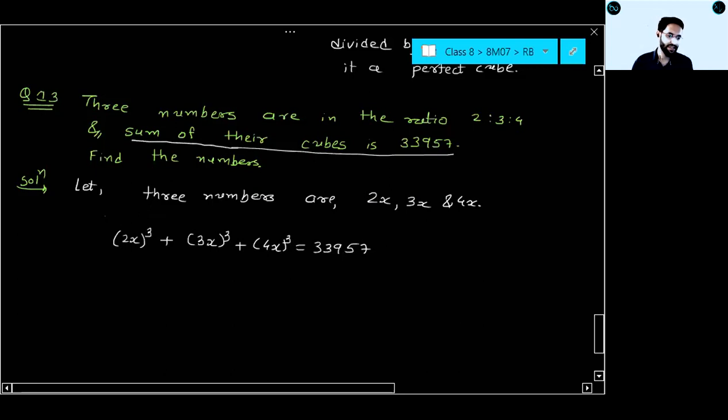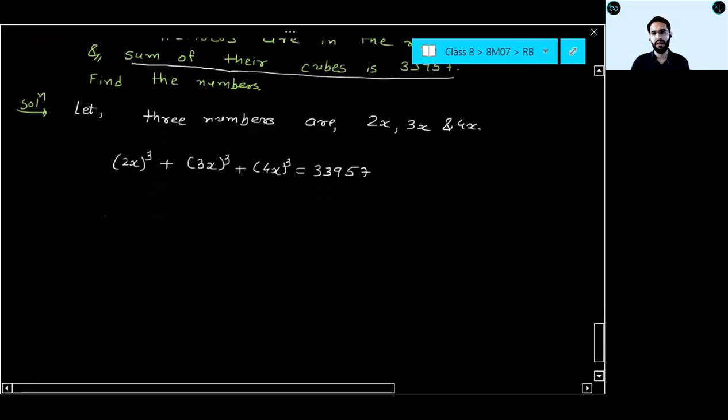Yes. What should be our next step? So now can I simplify here? Now tell me, this cube is applicable to both or not? 2 and x. This cube is applicable to both. 3 and x. Cube is applicable to both. 4 and x. What is 2 cube? 2 cube is 8 or not? What is 3 cube? 27 or not? What is 4 cube? 64 or not?